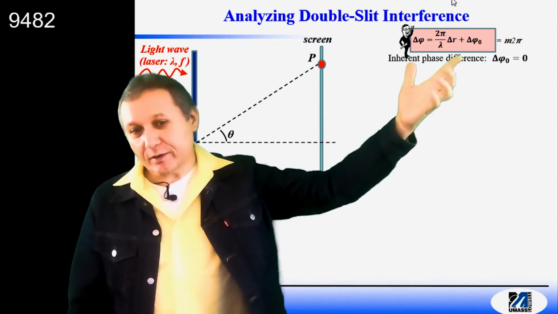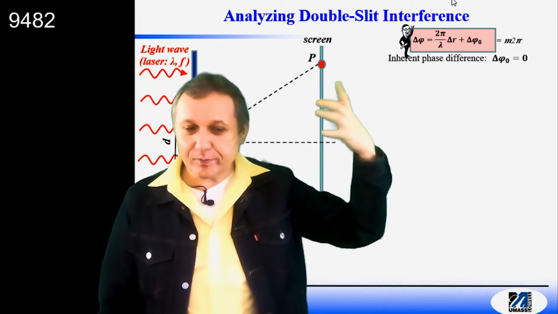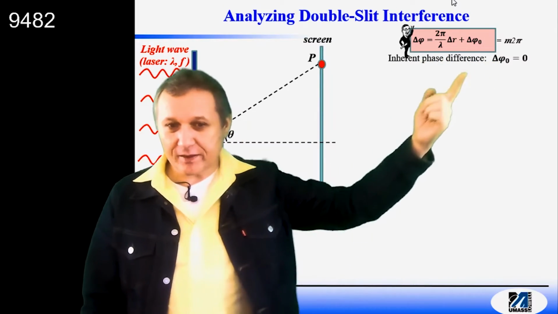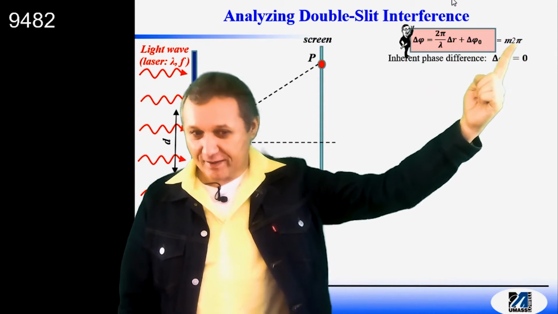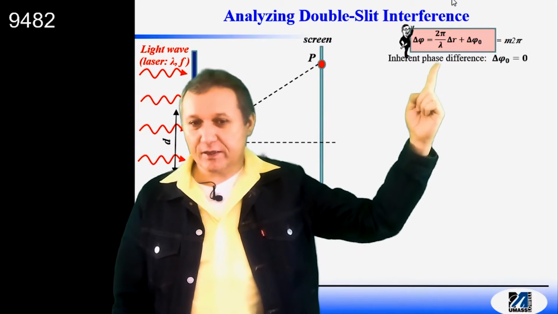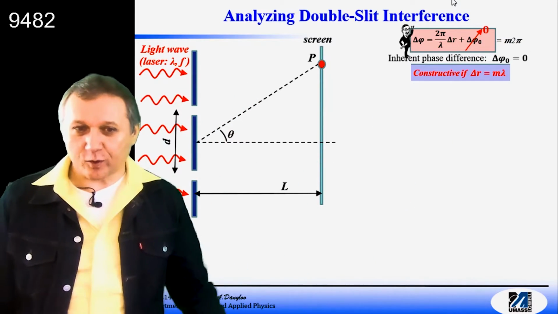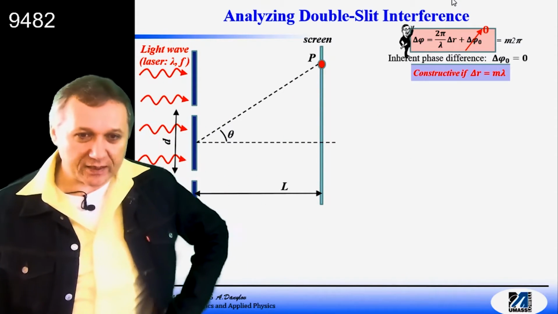So now as a result, we can take this reasonably complicated condition and replace it with a reasonably simple one. Again, delta phi is 0, then 2 pi and 2 pi get cancelled, and as a result, we will have that delta r must be equal to m times lambda. So that's what we have to satisfy in order to get the bright spot at that point P.